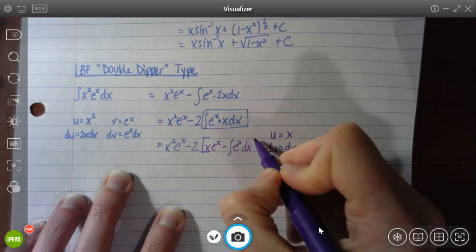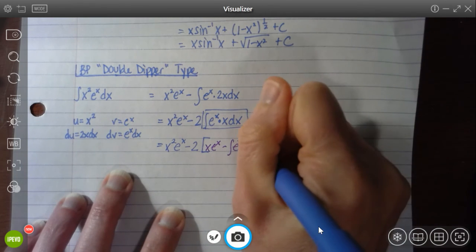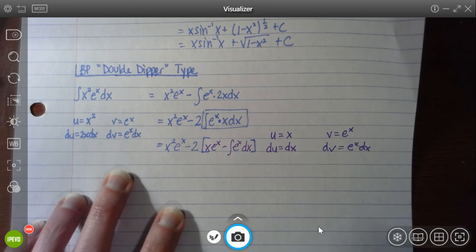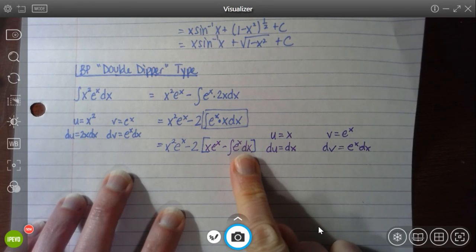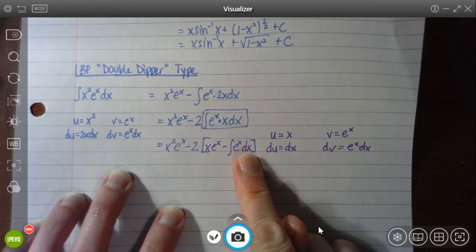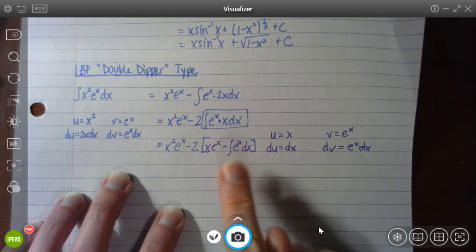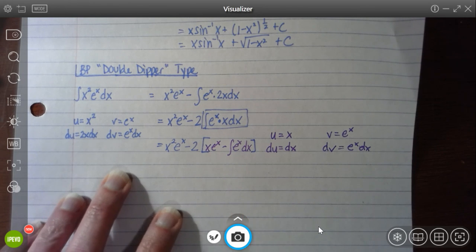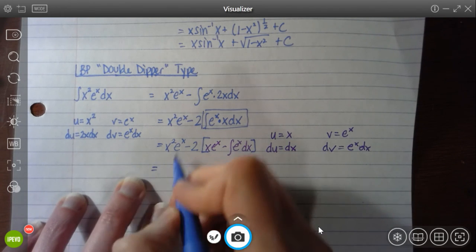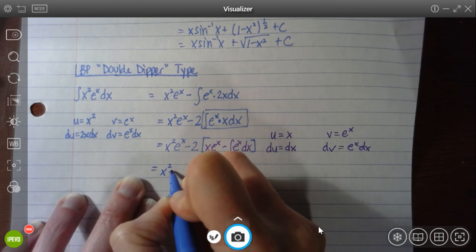And as I look at this now, I can definitely see that this new integral is a lot easier to work with. And actually, we know how to anti-differentiate e to the x. So all of our hard work has paid off. It just took us 2 rounds of integration by parts to get here. To finish up, I'm just going to go ahead and simplify what I have here.